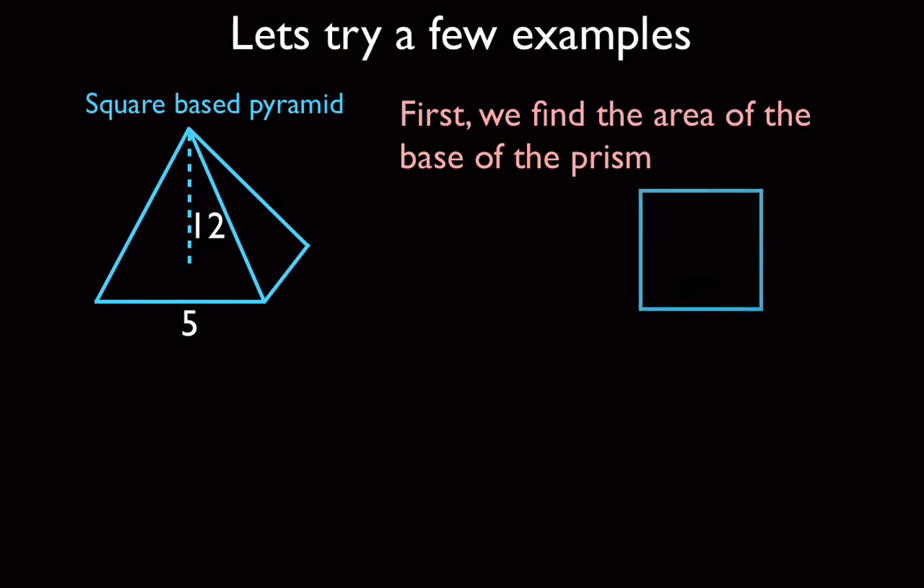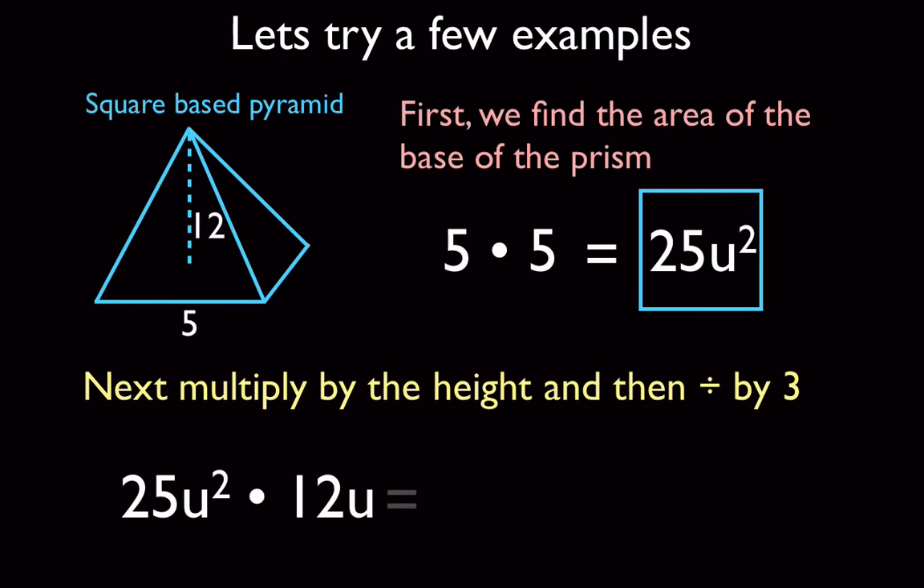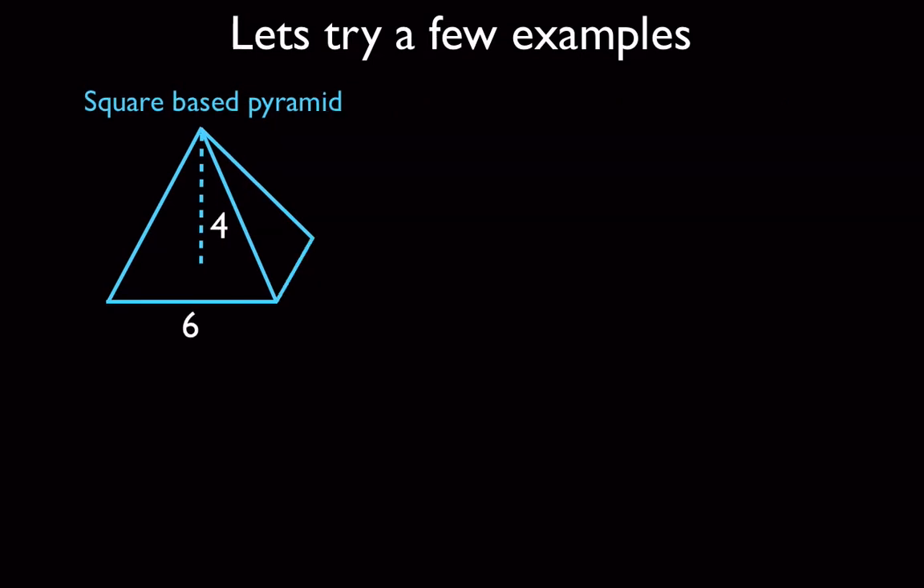Our base happens to be a square with sides of 5, so 5 times 5 is 25. We're then going to take that and multiply it times the height and then divide it by 3, which equals 100 units cubed. Okay, so I want you to try this example on your own. So pause the video, take a second, it's a lot like the last one, and hit play when you're done.